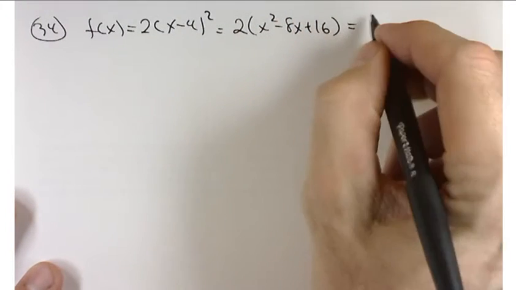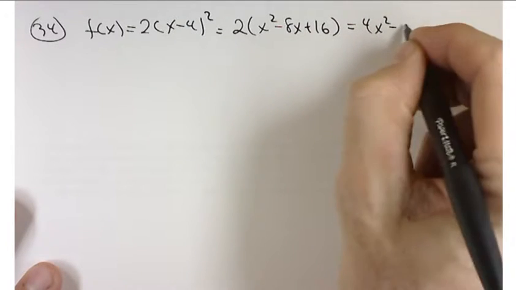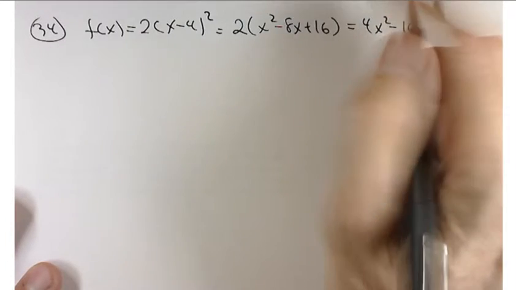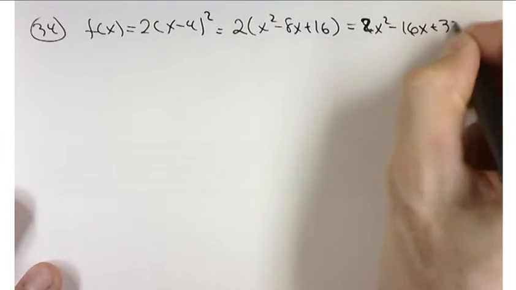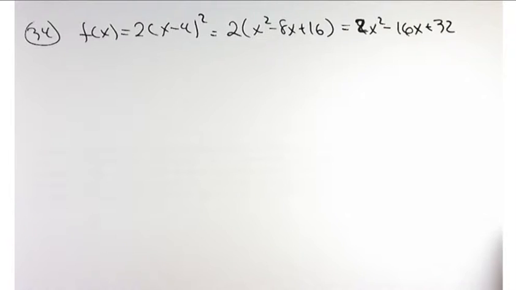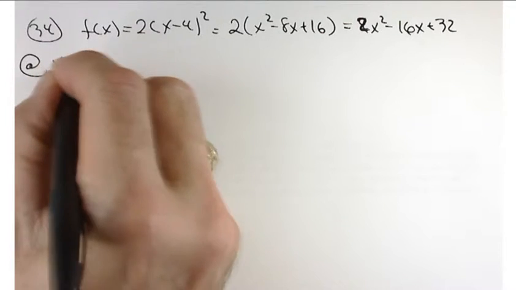Good. And then we'll distribute the 2. 2x squared minus 16x plus 32. We want to find the equation of the tangent line at x equals 2.